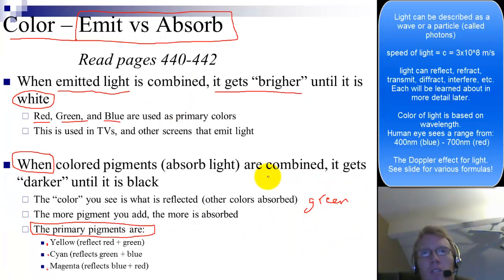Okay, let's keep going. So that's on color. Oh, I want to mention, you should actually read pages 440 through 442. They do a really good job explaining the difference between the pigment color absorption and light emission, and different examples of the color wheel and how things can combine.